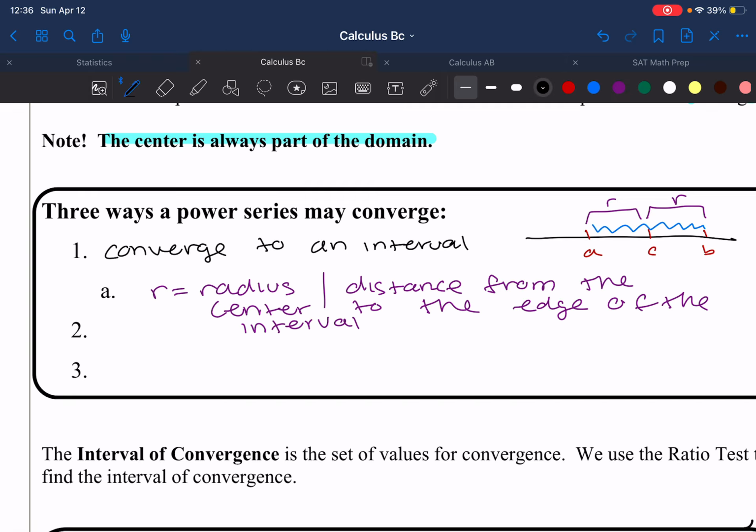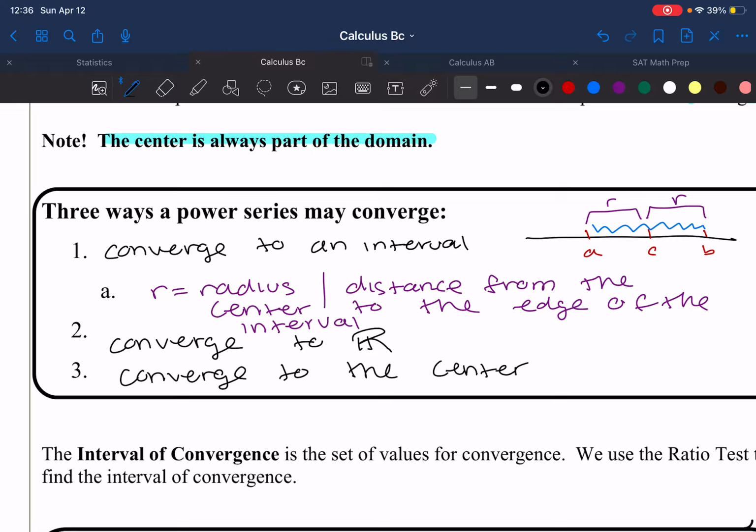The second way is that it can converge to all real numbers, where x belongs to the real numbers. Lastly, it can converge to the center, and remember that's x equals c only. So it can converge to an interval, so an entire part of that interval. It can converge to every single real number, so it's not restricted by an interval, or it can converge only at the center value.